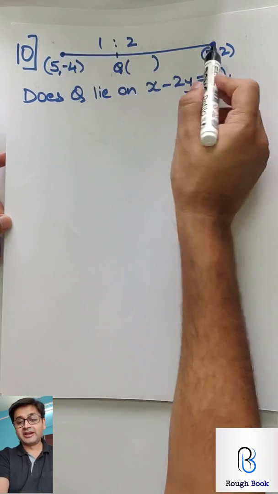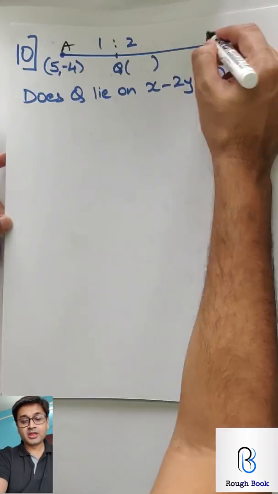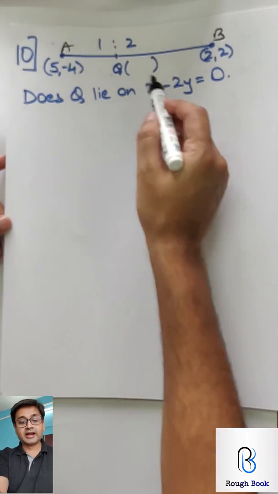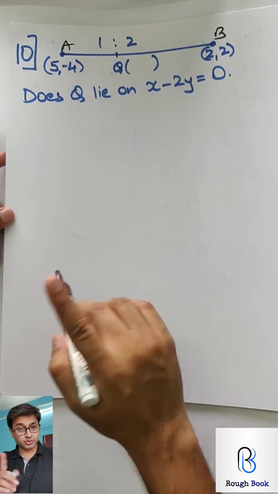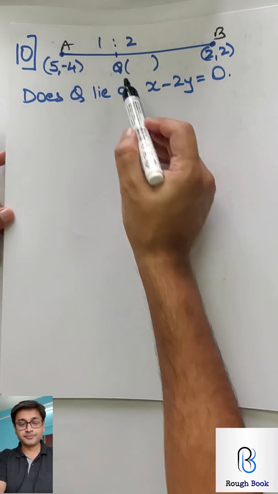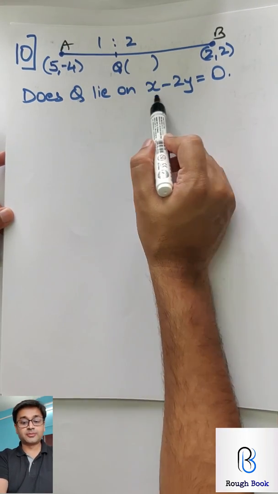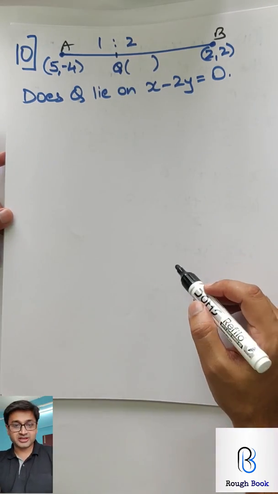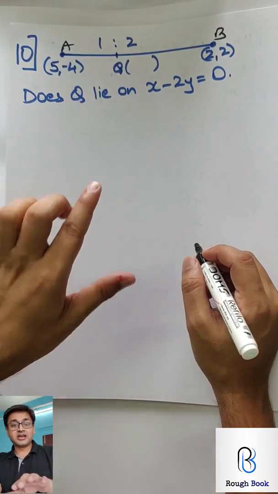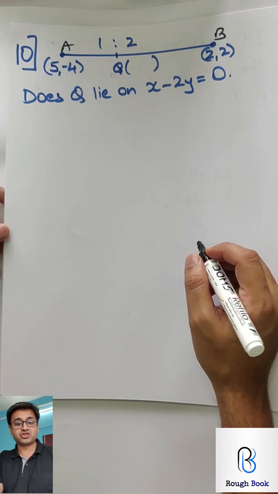They say q divides this, let's say a and b, in the ratio 1:2, and does q lie on this? So first you are going to apply the section formula which we learnt in the previous chapter. Once you get the coordinates of q, substitute in this and find out whether LHS matches with RHS. See, basically they are connecting this chapter with the previous chapter for you.